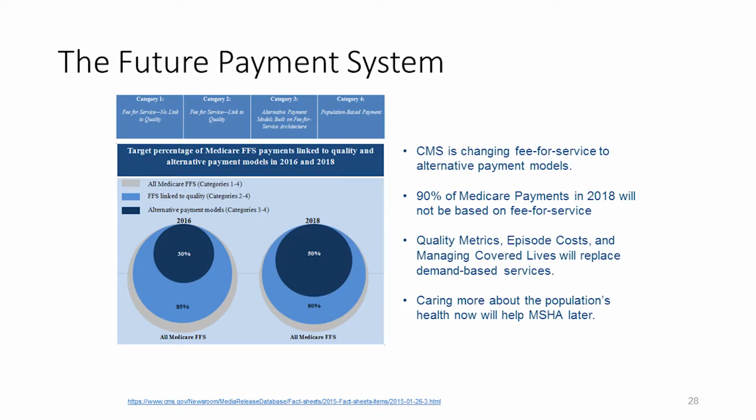Under the future payment system, we can expect to see more alternative payment models. CMS, the Centers for Medicare and Medicaid Services, started to change their fee-for-service to alternative payment models. You can see that in 2016, 30% of payment structures were alternative payment models. They're expected to increase that to approximately 50% in 2018, with over 90% of their payment in some form linked to quality metrics and performance.